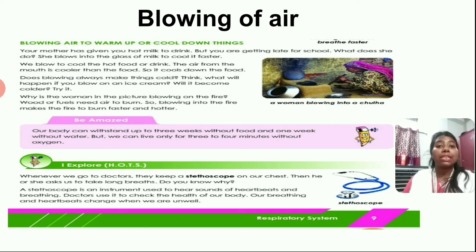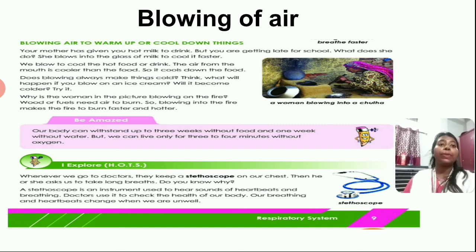The next we have seen about the stethoscope. Doctors use the stethoscope to check our heartbeat and breathing. They can hear the sound and tell us whether we are healthy or unhealthy. So a stethoscope is an instrument that is used to hear the sounds of our heartbeats and even the breathing.